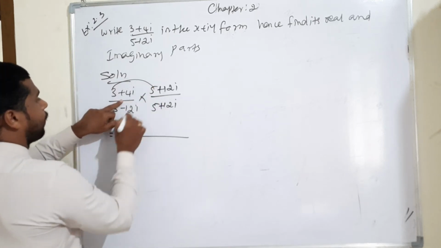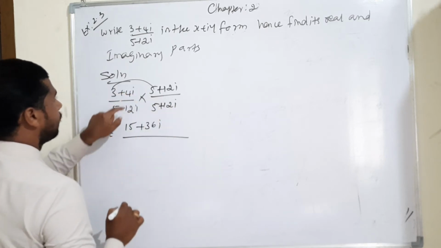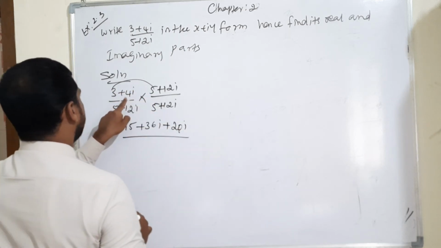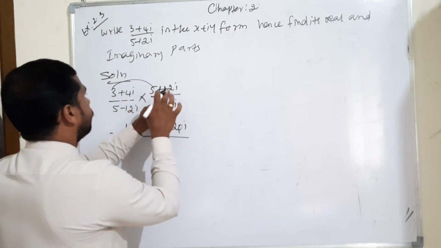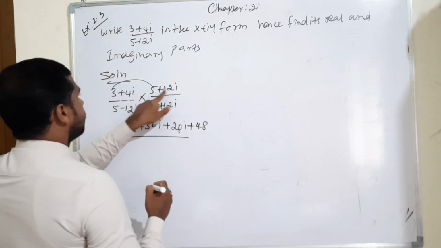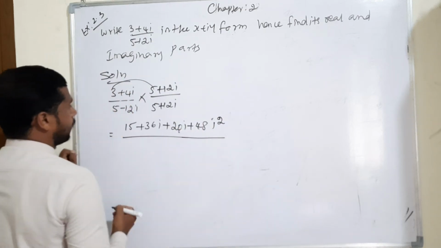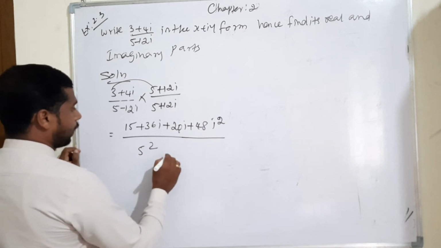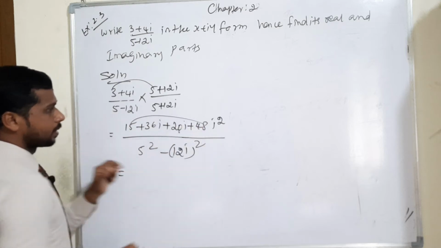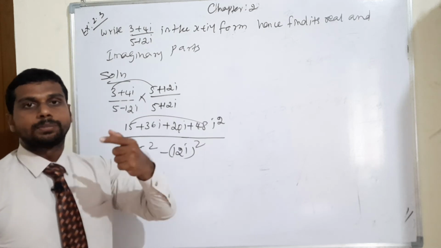Then 3 into 5 is 15, 12 into 3 is 36, so plus 36i. Again 5 into 4 is 20i. Next, 12 into 4 is 48, so plus 48 i square. For the denominator, a plus b into a minus b form means 5 square minus 12i the whole square. For the last term, because i square means minus 1, minus 1 into plus 48 means minus 48.